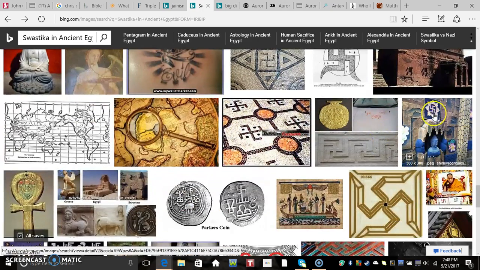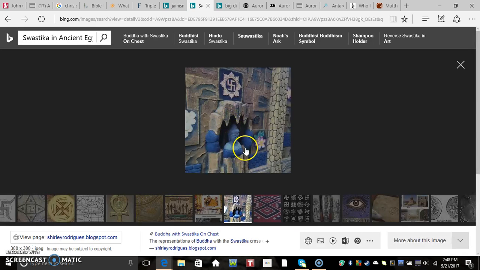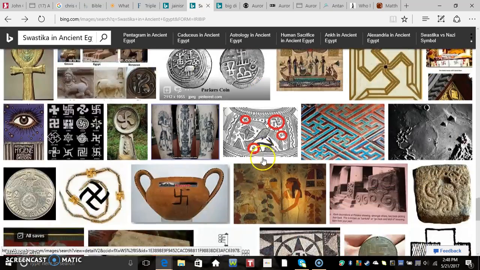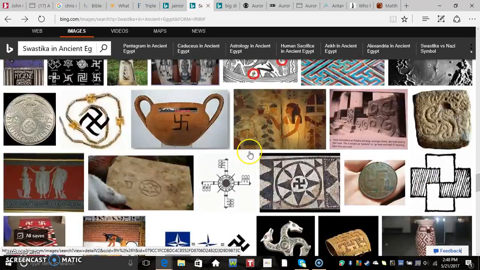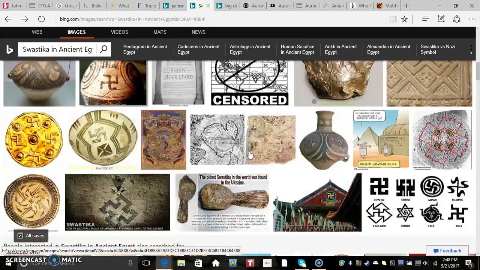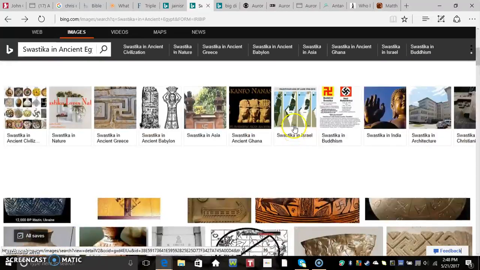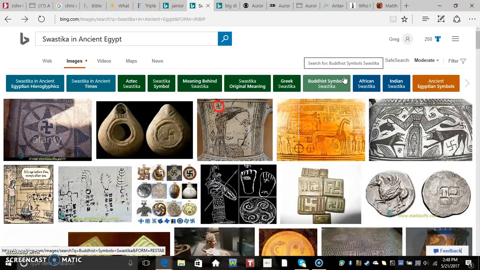This is another one outside of what looks like a Buddhist temple here. Let's take a look. Yeah, it should be a Buddhist temple. We have one up top here. Okay, so you pretty much get the picture. It's ubiquitous. And then here's of course the Nazi one. So why is this symbol so ubiquitous and generally seen everywhere?